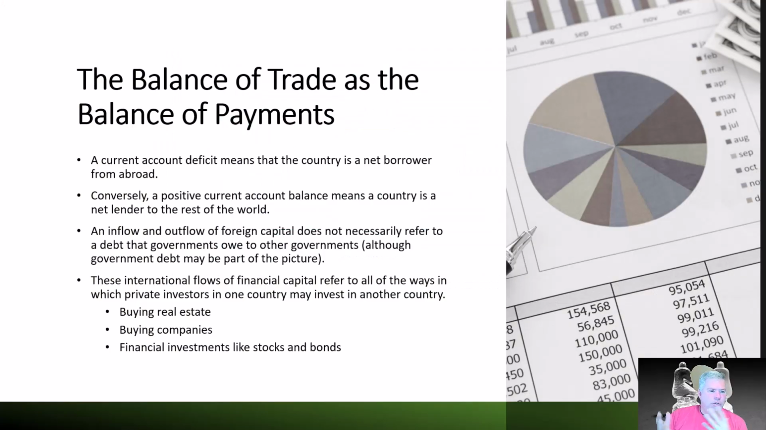So balanced trade is balanced payments. A current account deficit means the country's a net borrower from abroad. The United States, as you saw, shows a negative current account balance, so we're a net borrower. Conversely, a positive current account balance means the country's a net lender to the rest of the world.